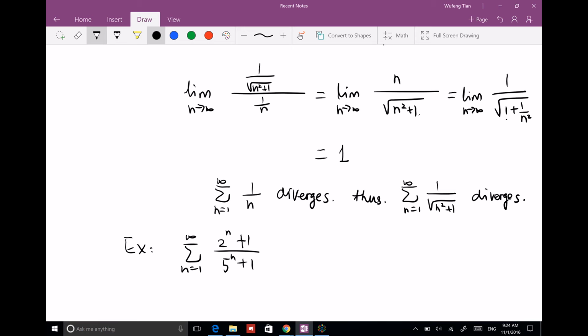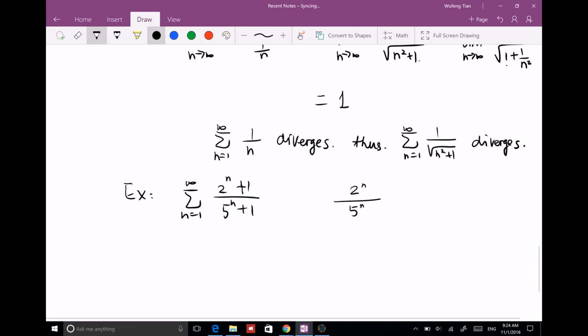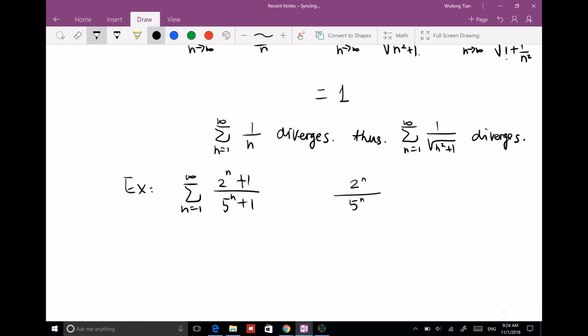Okay, so I'm going to call a student to help me here. Matthew, could you please tell me which series you compared with? Well, I compared it to the sum from n equals 1 to infinity of (2/5) to the n. That's what I compared it to. And since r is less than 1, the series converges.